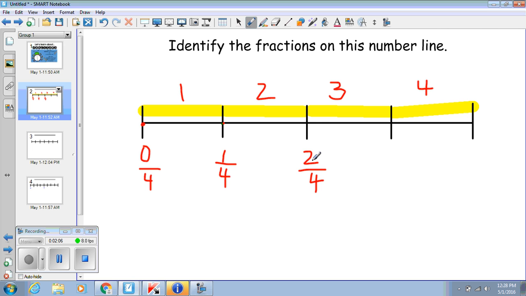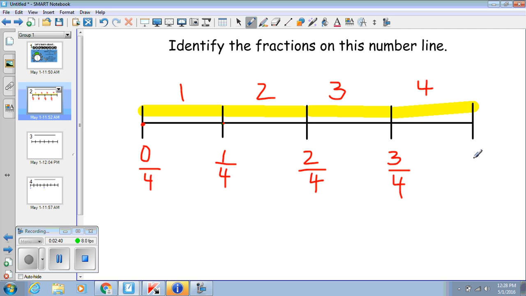Remember, the numerator is your counting number and your denominator is how many parts there are in all. So you can see that the fourths stay the same because this number line is divided into 4 parts. This point here I can identify as 3/4. 3 out of the 4 parts that make the whole. Let me double check if that's right. 1, 2, 3. Yes, at this point I am 3/4 of the way across this number line.